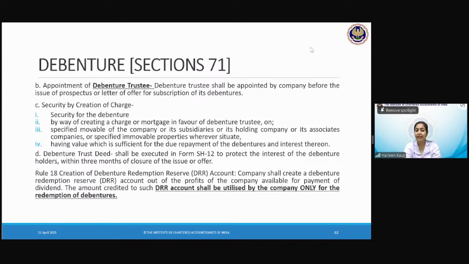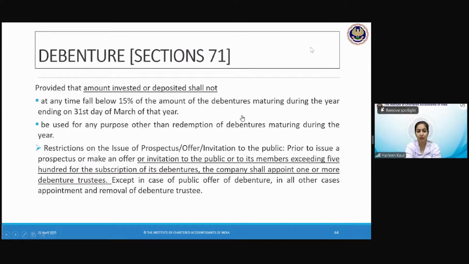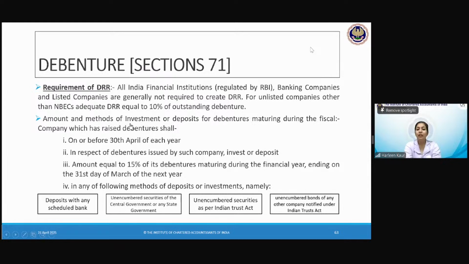Now, DRR is created like we had capital redemption reserve for preference shares redemption. Here we have the debenture redemption reserve, which is created and is to be utilized specifically for the redemption of debentures. The requirement of DRR is for all the companies, basically for the unlisted companies. All the companies are required to maintain a DRR equivalent to 10% of the outstanding debentures that we have issued. 10% of the amount has to be included in the DRR on or before 30th April.